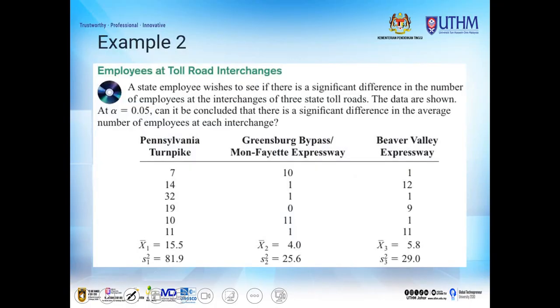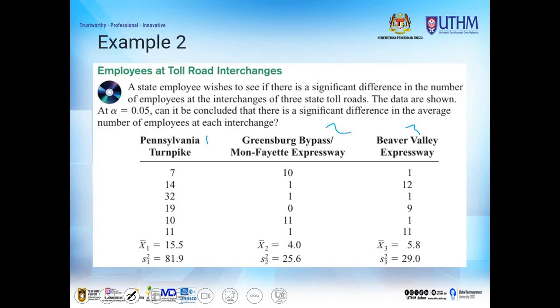Okay, example number 2 now. A state employee wishes to see if there is a significant difference in the number of employees at the interchanges of 3 states. Okay, 1, 2, 3. The data are shown at alpha 0.05. Can it be concluded that there is a significant difference in the average number of employees at each interchange?